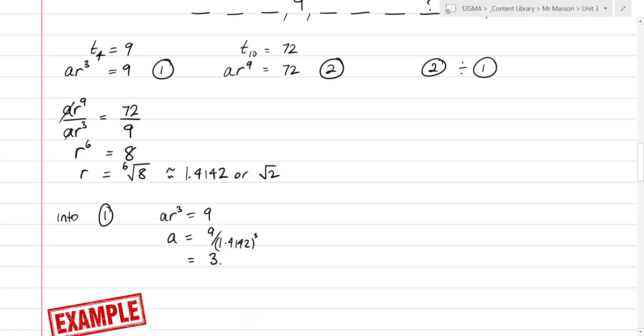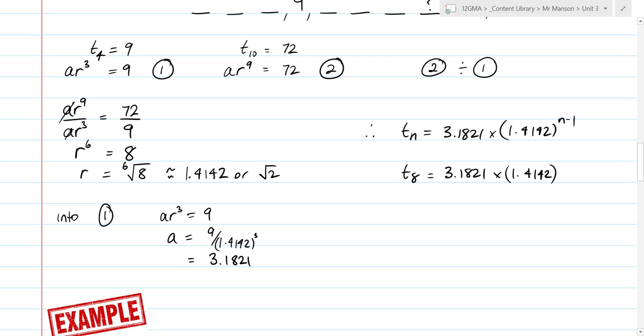3.1821. Okay, so 3.1821 is our value for A, and therefore we have this. Tn is equal to 3.1821 times 1.4142 to the power of n minus 1, which means that T8 is equal to 3.1821 times 1.4142 to the power of 7. And so we can do that calculation now.